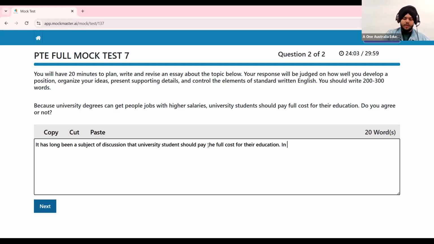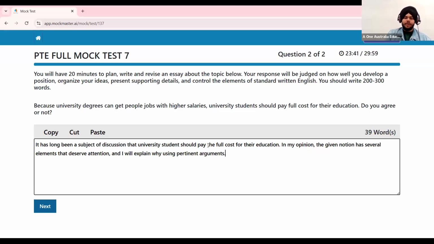Then you can say, now this is a line from our template. In my opinion, the given notion has several elements that deserve attention, comma, and I will explain why using pertinent arguments. Guys, 200 to 300 words. And "I" here will be capitalized. Okay, anyway, you write "I" should be capitalized. Now, after your first introduction, you can either press enter once or you can press it twice. Doesn't matter either way. Okay, I like to do it twice, so it's a little bit more cleaner for me.